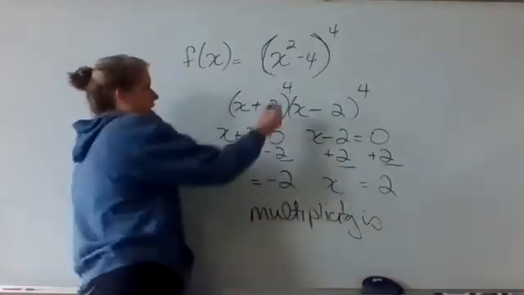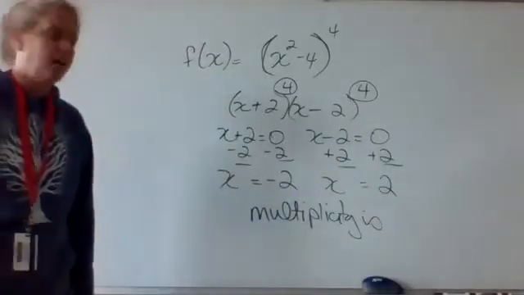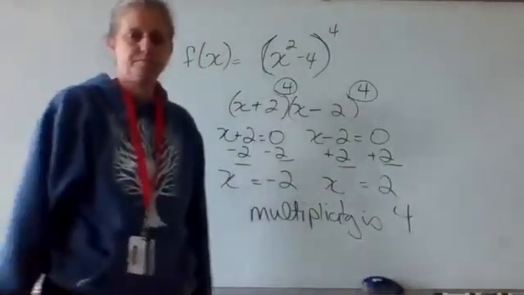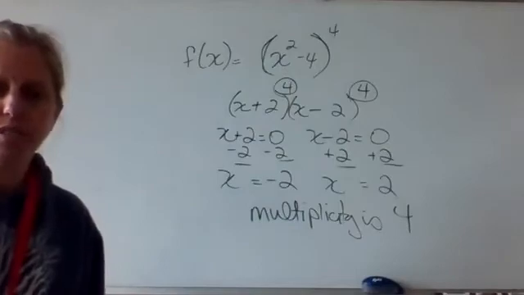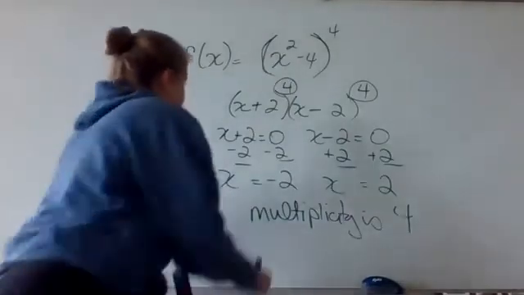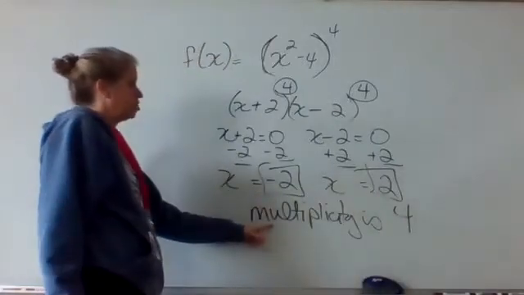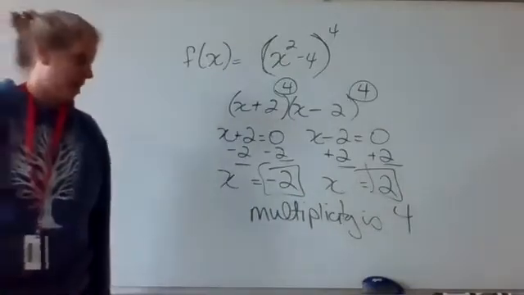So what's the multiplicity? It's just whatever the exponents are on the factors. So both of their multiplicities are 4. So set the factors equal to 0. Solve them for x. That gets your x-intercepts. And then the multiplicity is just whatever the exponents were on the factors.